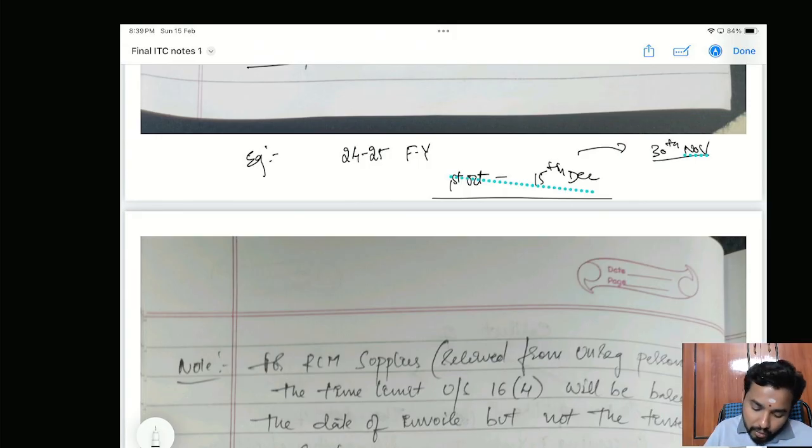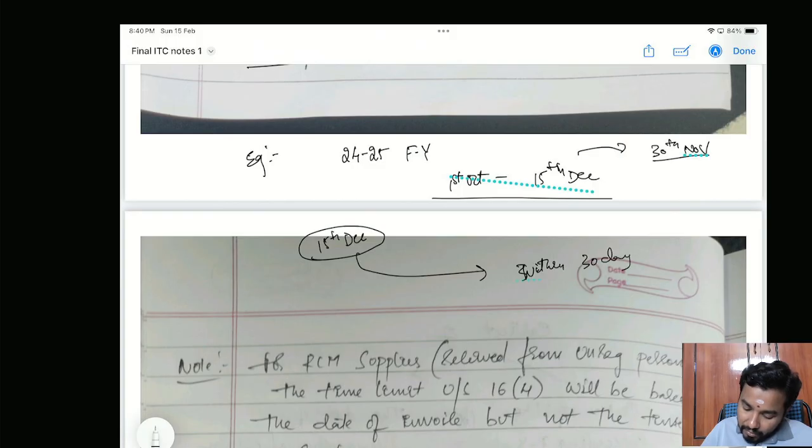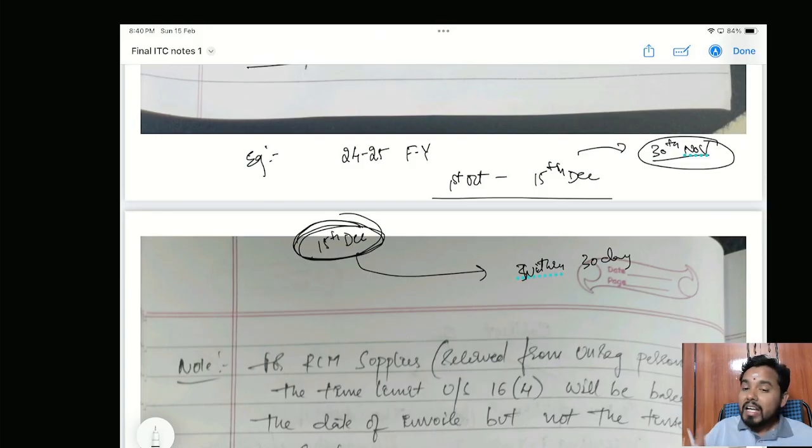Now your registration got revoked on 15th December. From this date of revocation, 15th December, if you are filing the returns within 30 days, then even though your 16/4 time limit has expired, you will get an additional extended benefit, provided you are filing the pending returns within 30 days.